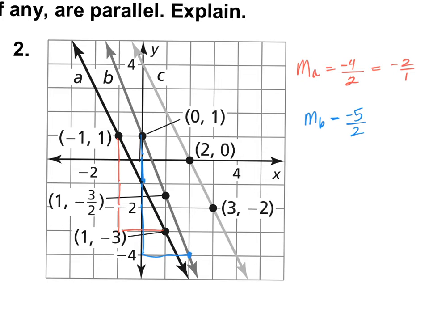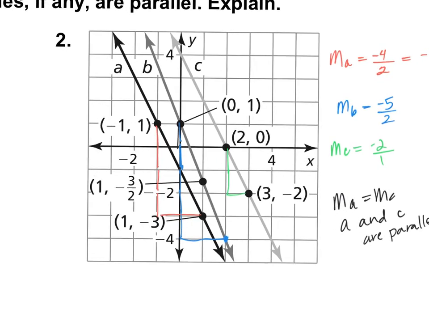So then the slope of C is going to be down 1, 2, and then to the right 1. So let's see if we have any parallel, and we do, right? So the slope of A is equal to the slope of C. So A and C are parallel because they have the same slope.